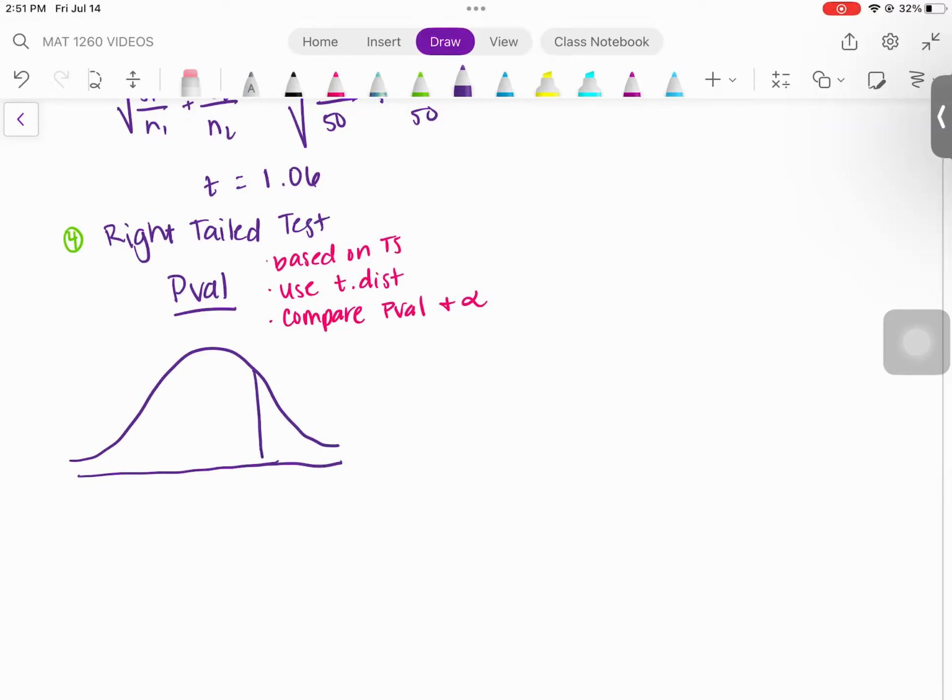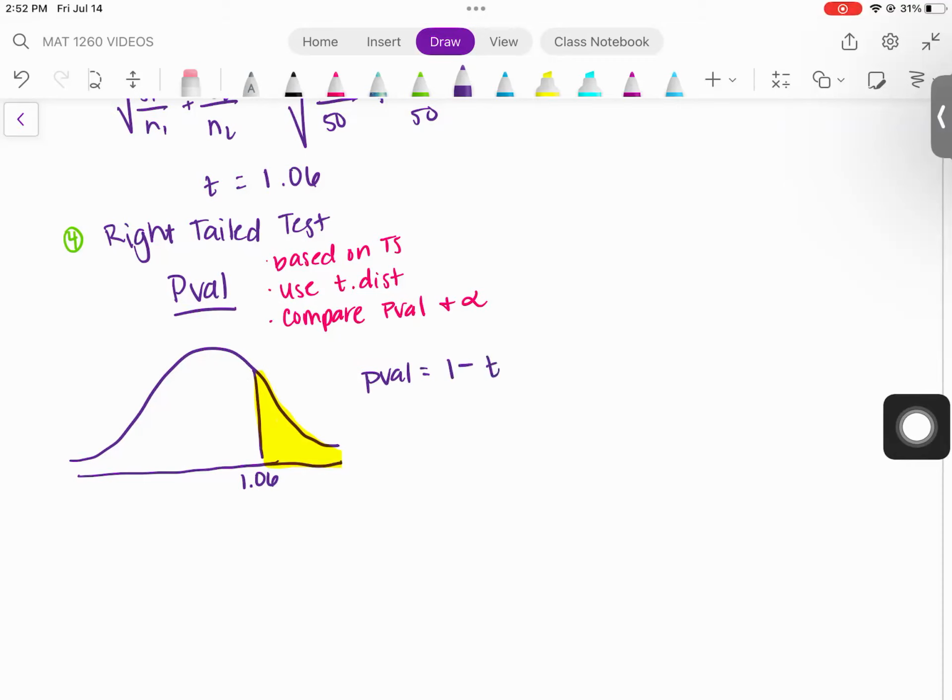All right, so we've got our right tail. The area in the right tail represents our p-value, and we're trying to find the area there. We know that our right tail is bounded by our test statistic 1.06. Now our function t.dist is going to give the area to the left of this test statistic, so we're going to use the complement rule to calculate our p-value.